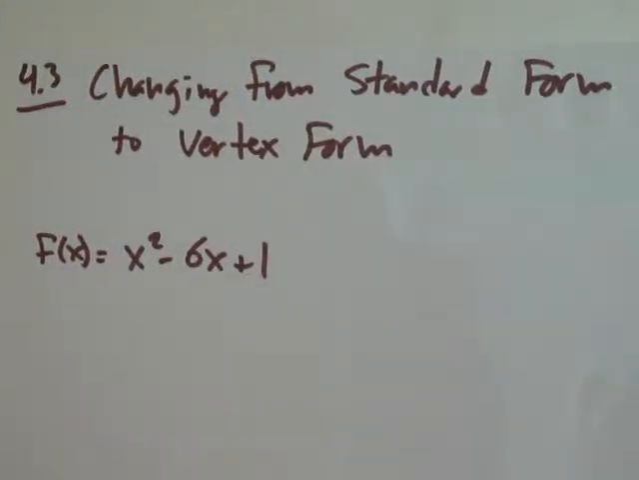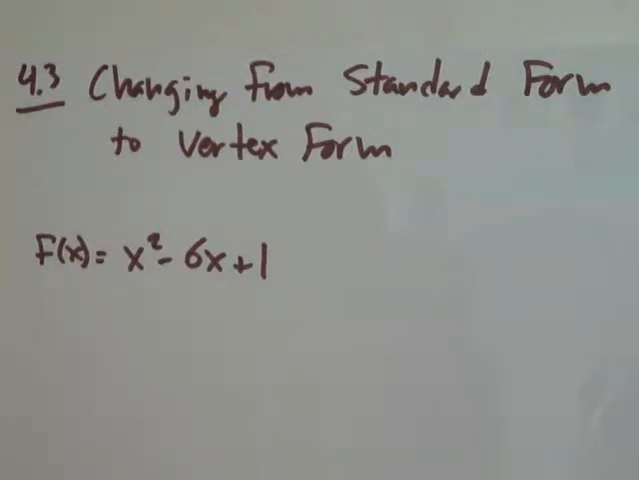Alright guys, so continuing on in section 4.3, we saw that having the vertex form of the parabola is really handy if we wanted to graph it. In standard form, it's difficult because it doesn't lend itself to immediately putting the vertex down and graphing it. So if we're ever given the equation in standard form, it's nice to be able to change it to vertex form for the purpose of graphing it quickly.